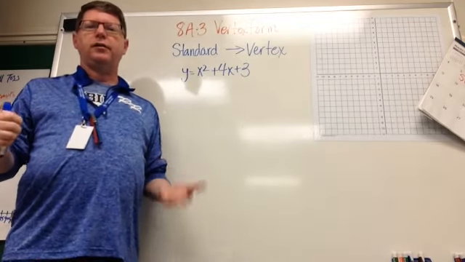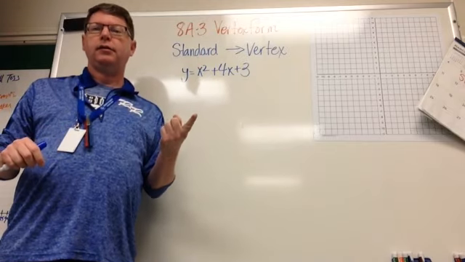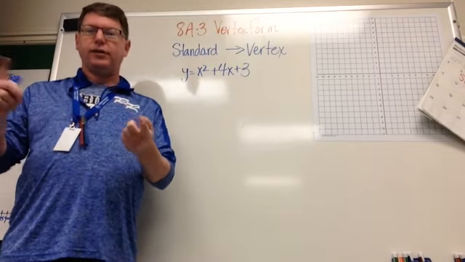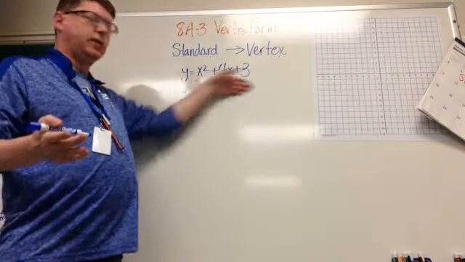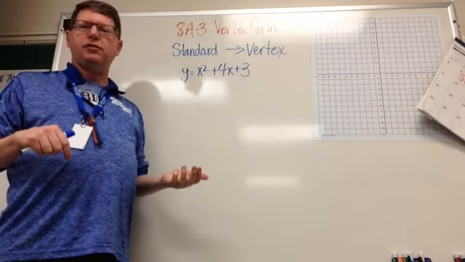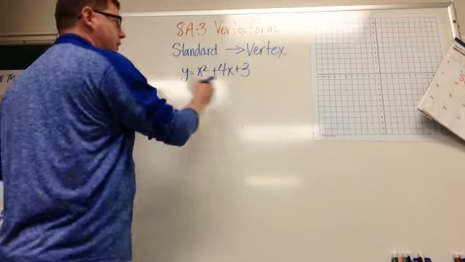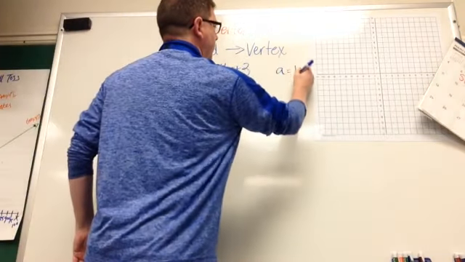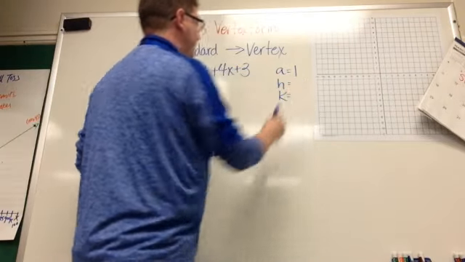Well, what do I need to know for vertex form? A, and H and K, or the vertex. So, I know A. A is given to me here. Where's A? It's the coefficient of x squared. So in this case, A is 1. I'm going to write that over here: A equals 1. So now we have to find H and K, or the vertex.